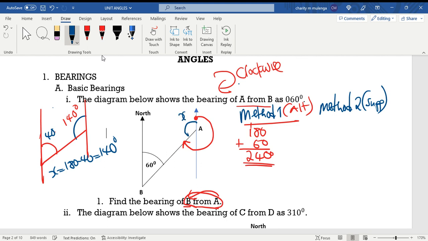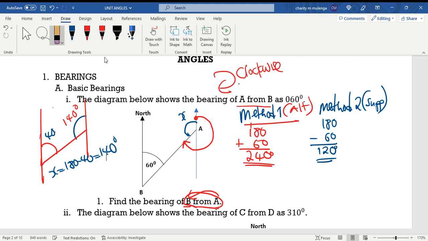I'll call this angle X. So we can find angle X, then we can find the exterior angle that is showing. So the question is, how do we find X there? We have noticed that we've got two north lines and they are parallel and there's a U shape being formed. So 60 and X are forming a U shape. So to find X, we're just going to say 180 minus 60, it gives us 120 degrees.